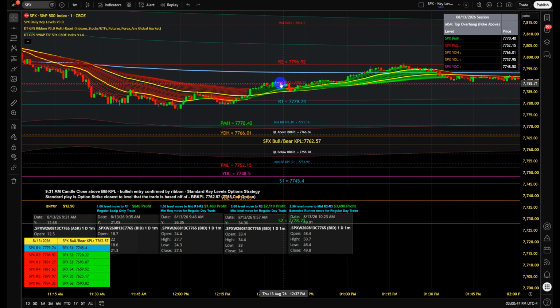All right, so as you can see here, mid R1, R2, 77.8833. The 2 level move in your favor from this bull bear KPL is going to be the R2 level, 77.9692.